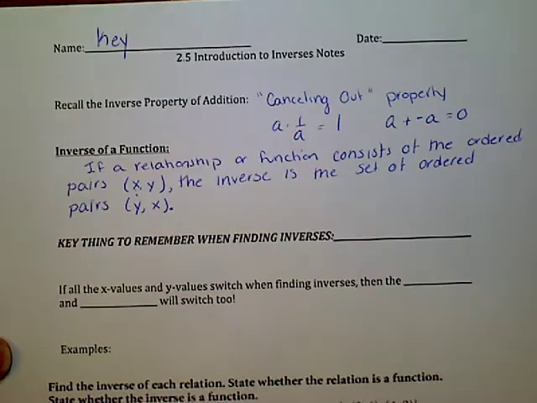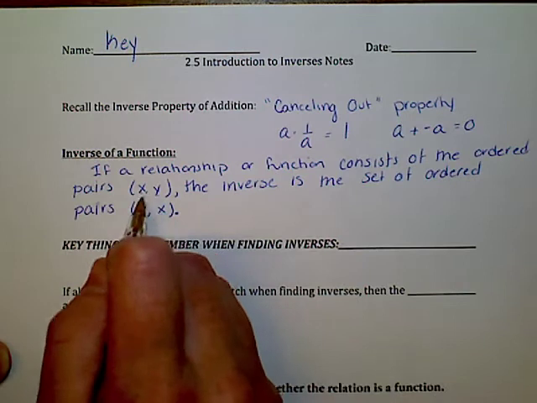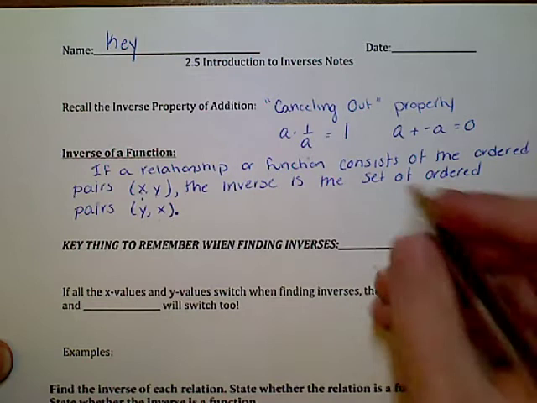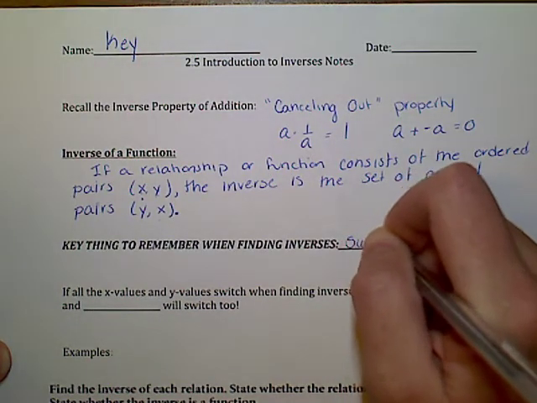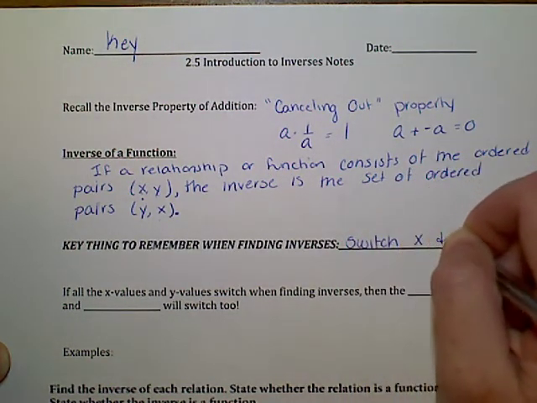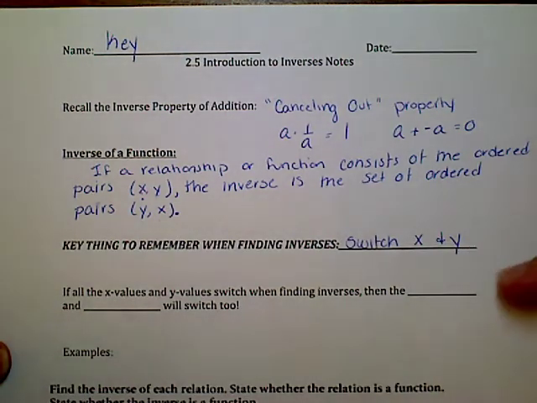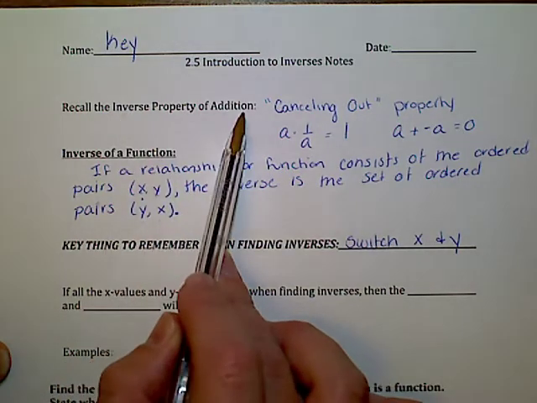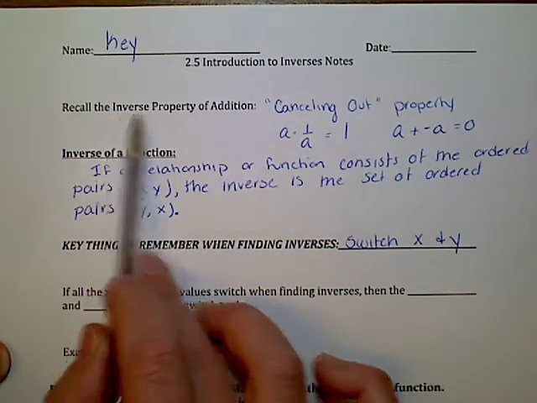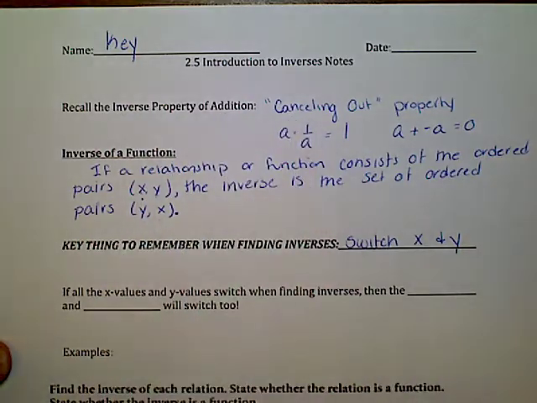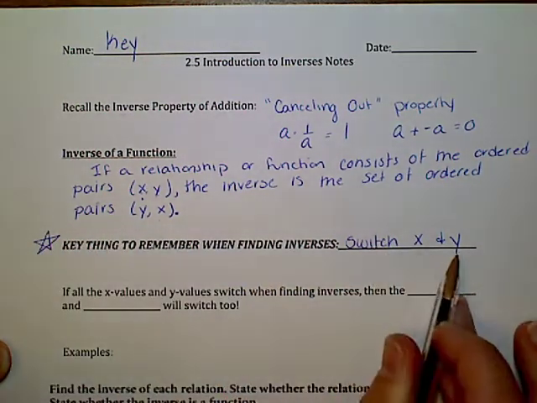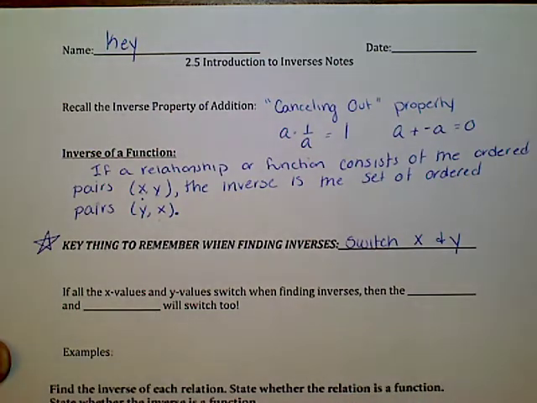So, here's what you need to notice. We went from x comma y to y comma x. The key thing to remember when you're finding inverses is that you are switching x and y. Now, the video that you're going to watch today doesn't really get so much into how that ties into the inverse property of addition. What we do in class, you'll really see, oh, I see how things would be canceling out. For right now, though, key thing, when you're finding inverses, switch x and y. That's got to be the key thing.